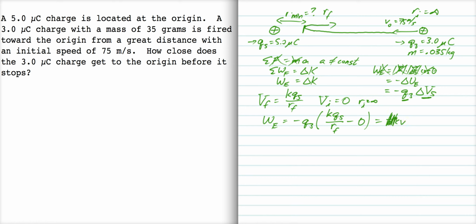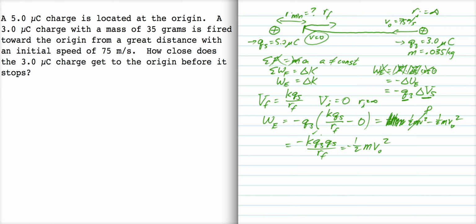Oh gosh, I wrote that wrong. 1/2 mv squared minus 1/2 mv0 squared. Now 1/2 mv squared is 0. The final velocity here is 0 because it comes to a stop, it turns around. It's like a max height problem. Okay, so alright, so I've got minus, I'm going to rearrange this, minus k q3 q5 over rf is equal to minus 1/2 mv0 squared.